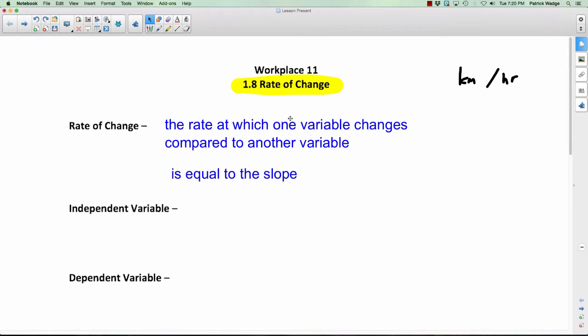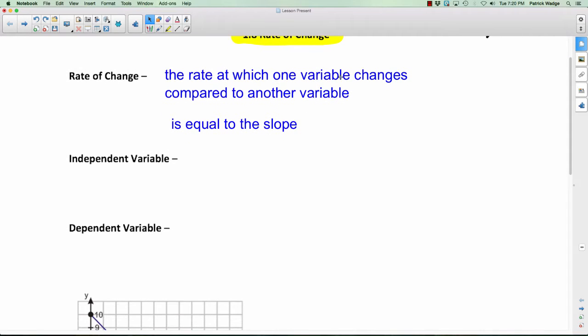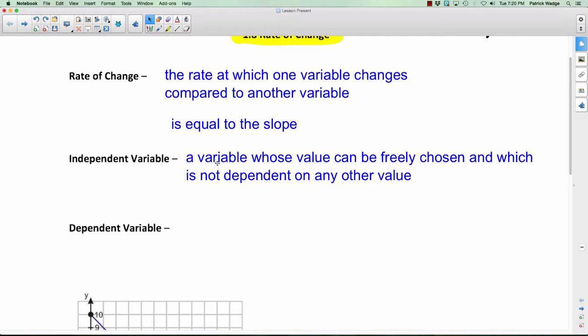Okay, so it's when one variable is compared to another, and these two variables that you compare to each other, one's called independent and one's called dependent. So let's try to define this. I actually find this tricky. Sometimes it's not totally clear which one's which. So an independent variable is a variable whose value can be freely chosen and which is not dependent on any other value.